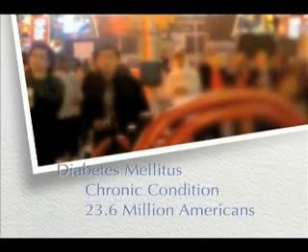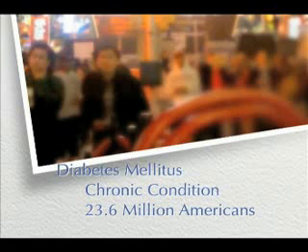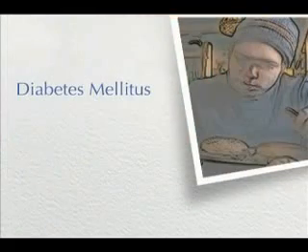Diabetes is a chronic condition in which the body cannot control how much blood sugar or glucose is in the blood. In the United States, over 23.6 million Americans have been diagnosed with diabetes, or 8% of the population. Diabetes is rapidly becoming the most common chronic illness in the United States. To understand diabetes, we need to understand how the disease process works.